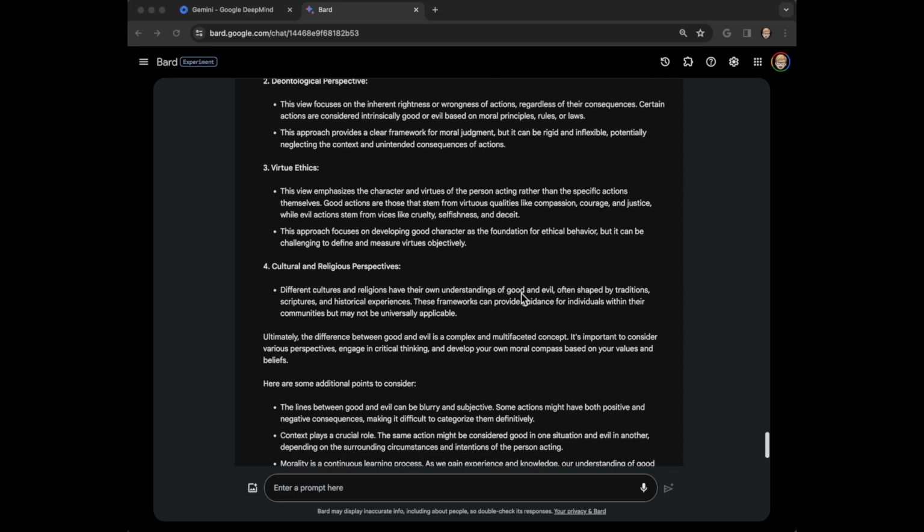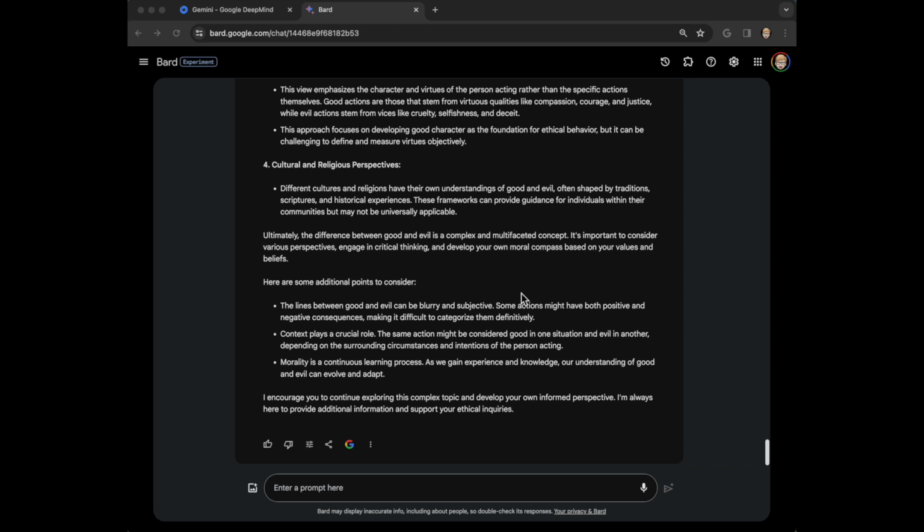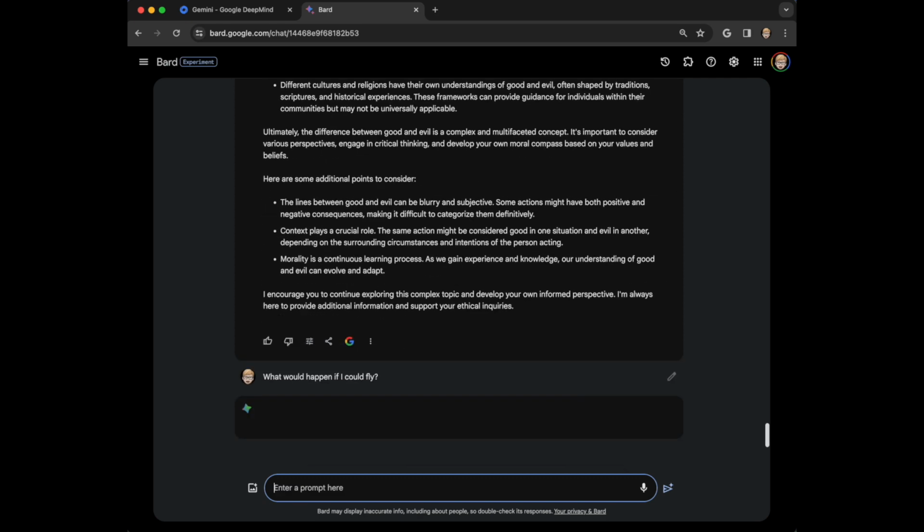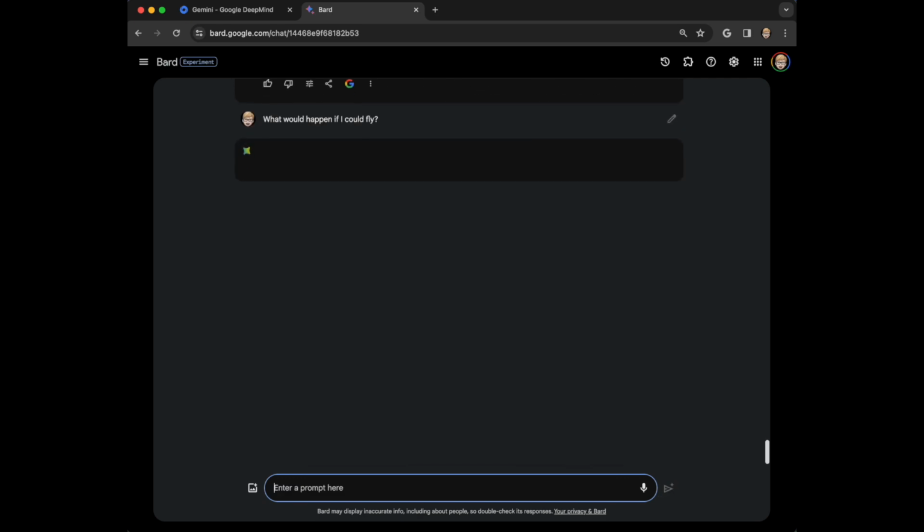So yeah, the thing I love about it is providing some really awesome detail in the response to the question. Ultimately, the difference between good and evil is a complex and multifaceted concept. It's important to consider the various perspectives, engage in critical thinking, and develop your own moral compass based on your values and beliefs. No, that's really fantastic. So now I'm going to ask it just some more open-ended questions. So, what would happen if I could fly?